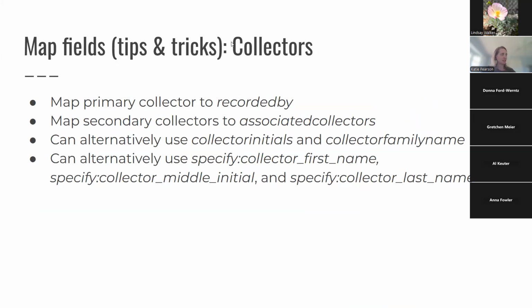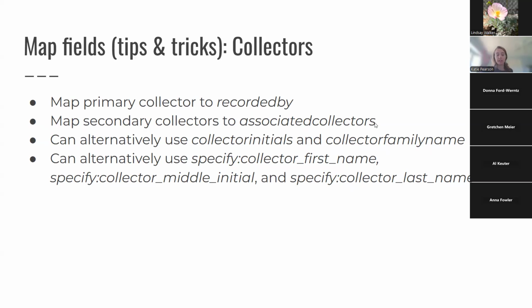Okay, collectors. The primary collector goes in this Darwin Core term called recorded by. So most of the time that's kind of confusing, but recorded by, and then record number. If they have a collector number, it's called record number in Darwin Core Ease. And then all your secondary collectors should be mapped to associated collectors.